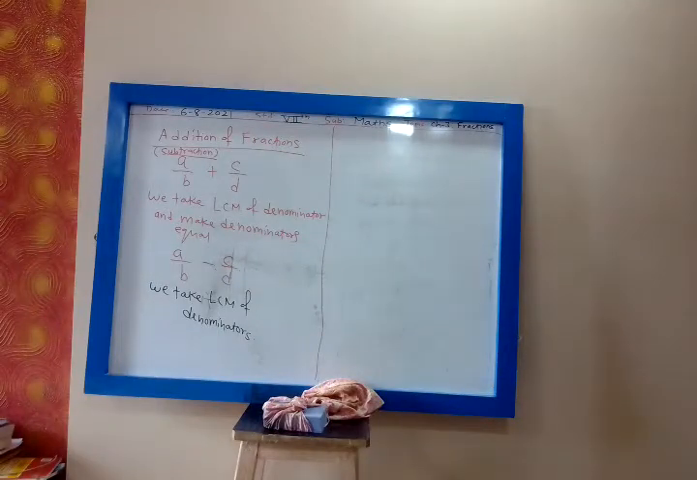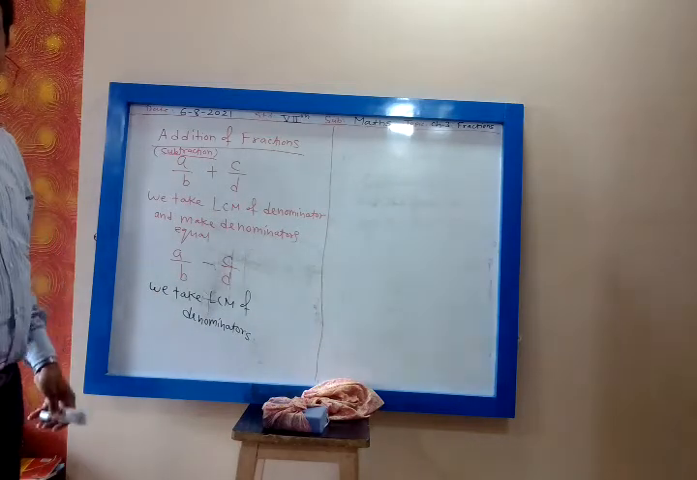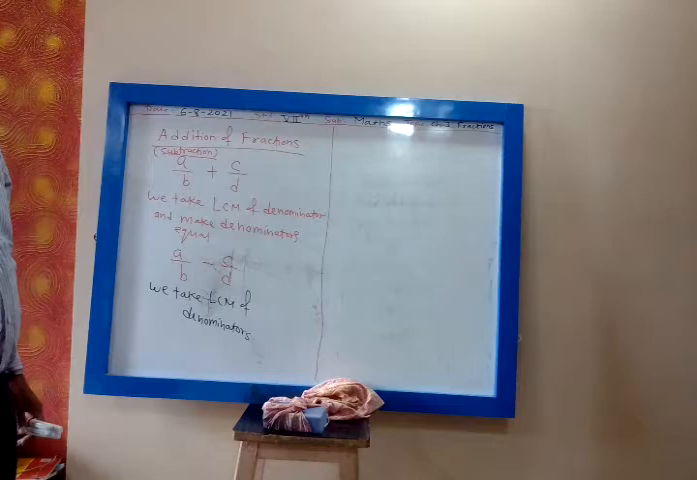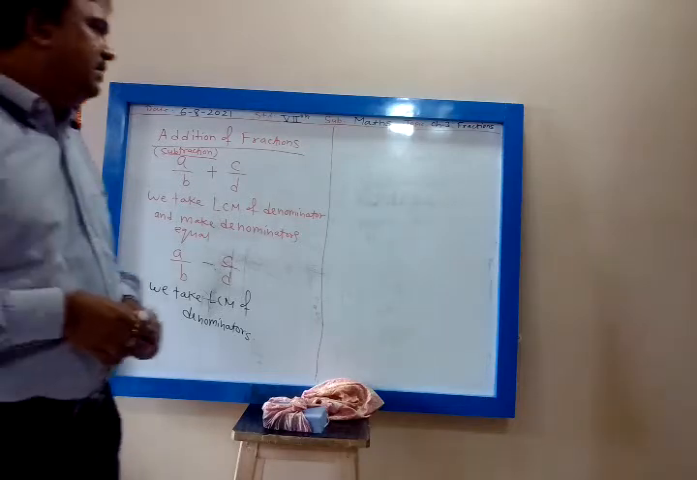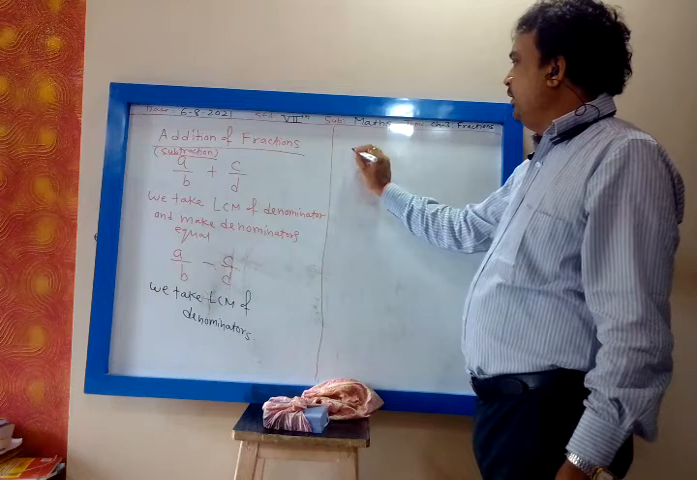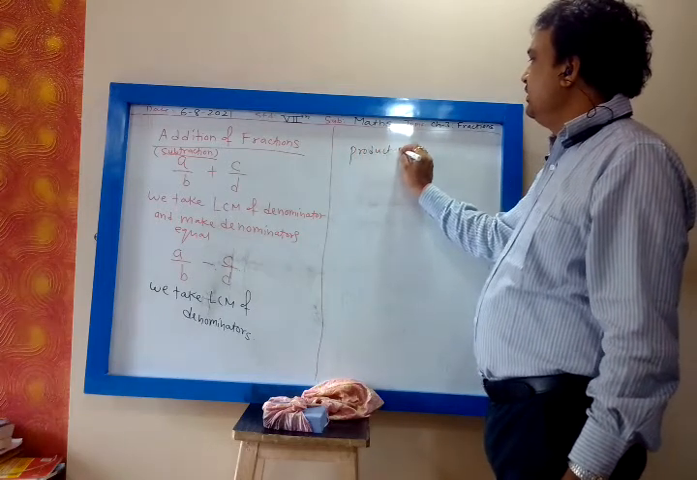New exercise, but before that I have to explain. Addition of two fractions, subtraction of two fractions. You take LCM of denominator and make denominators equal. Write down: you have to take LCM of denominator and make denominator equal.